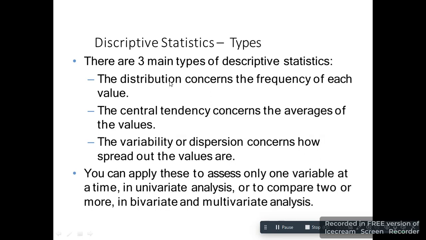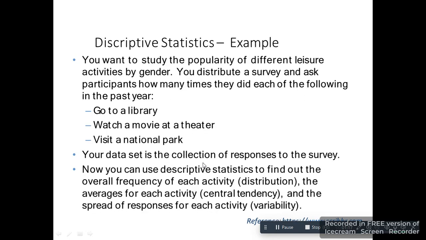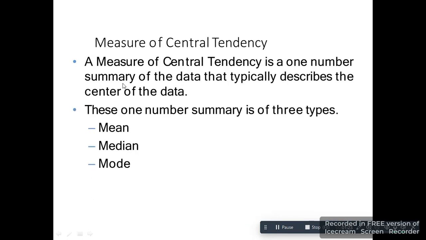So there are three types. The first one is distribution, which concerns the frequency of each value. The second one is central tendency. This is a very important topic. And the last one is variability or dispersion, which concerns how spread out the values are. We will see the first and very important topic, the measure of central tendency.